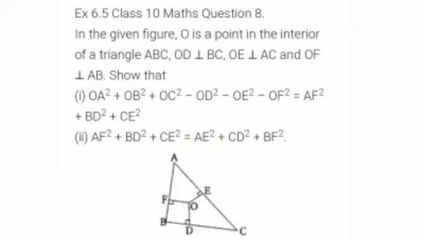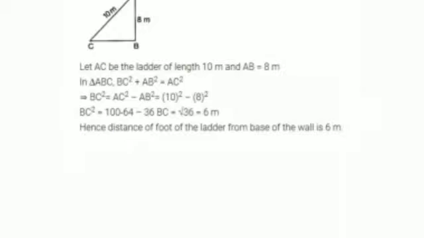Now next, question number 8 is: in this given figure, O is an interior point in the triangle ABC, OD perpendicular to BC, OE perpendicular to AC and OF perpendicular to AB. Then we have to show these two results. Students, I am giving this question as homework to you. Do try this question. Next, question number 9 is: a ladder 10 meter long reaches a window 8 meter above the ground.